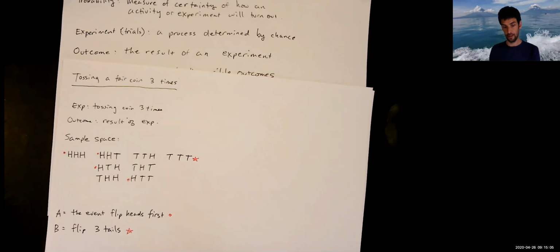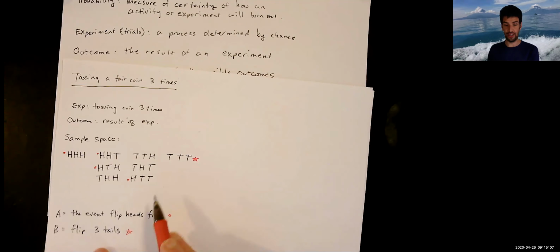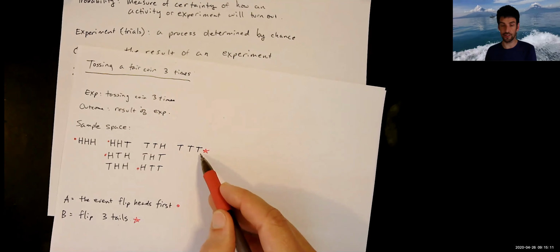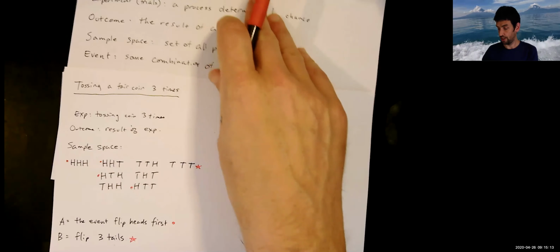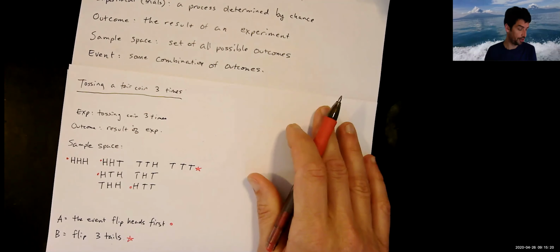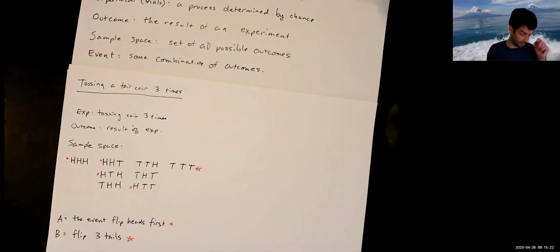There's only one outcome in this event. Even though it says some combination of outcomes, we include the possibility that the combination is just a single one of them, right? So these are both events for us.